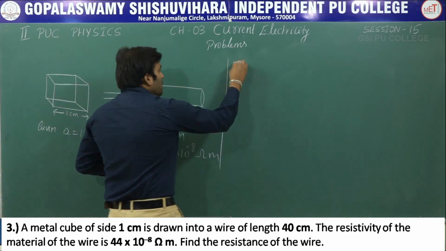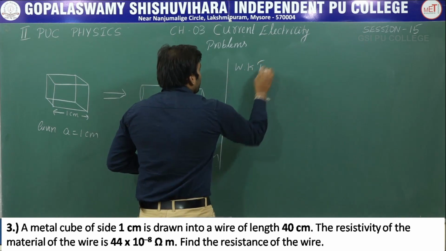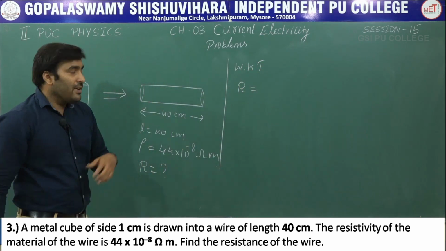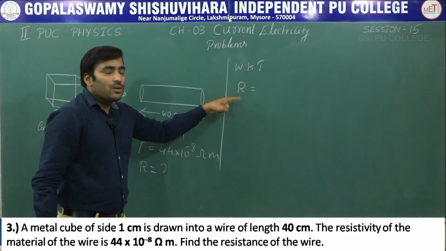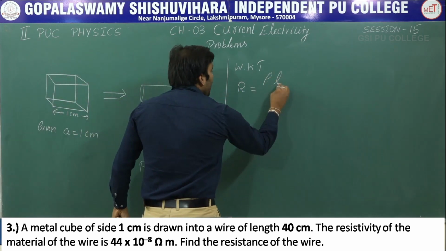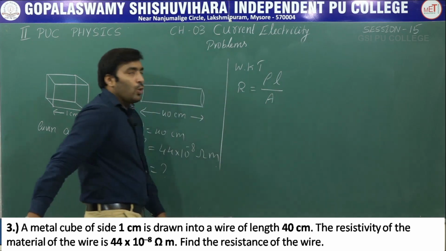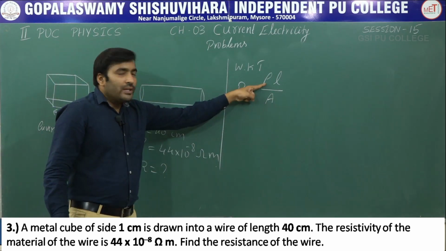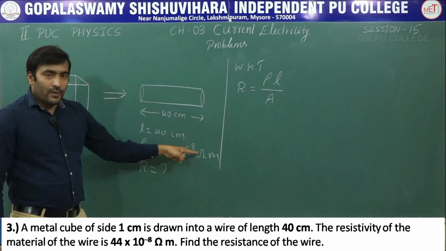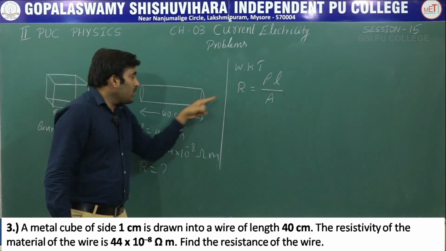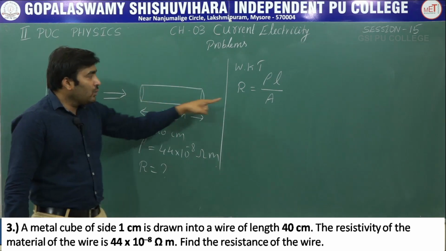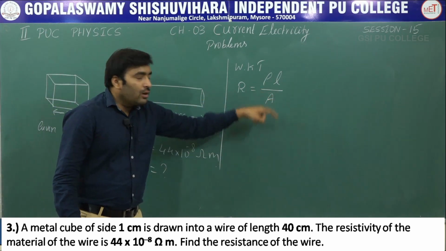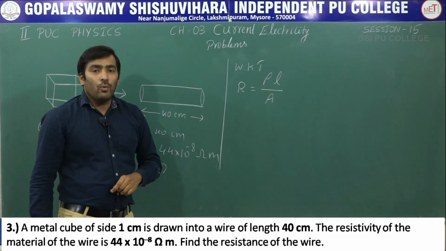How to find the resistance? Let us use the same equation as we used in the previous problem. Resistance R is equal to rho L divided by A. Here we know the resistivity, the value of resistivity is given. We know the length of the wire also, but we don't know the area of cross section. So first we need to find out the area of cross section of the wire.